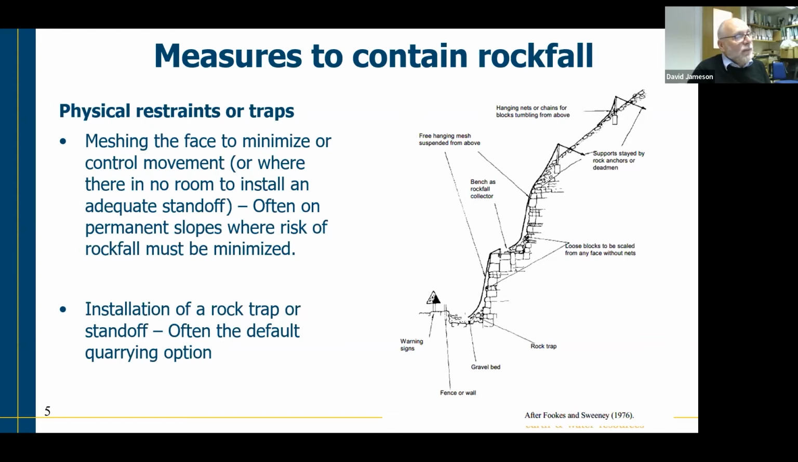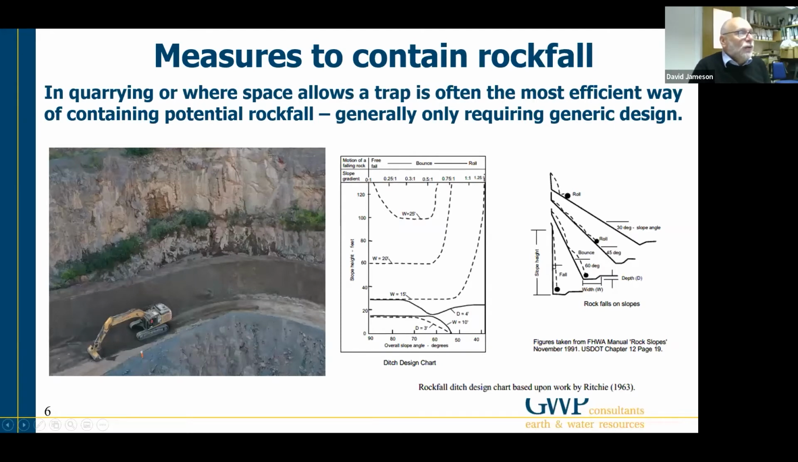But ultimately, materials that are falling down from the netting will fall into a trap, usually at the bottom of the face. And that can be an excavated ditch, or it might be behind a constructed fence. And in the quarrying situation, we often use rock traps. So generic approaches in the past have been worked on since the 1960s or so.